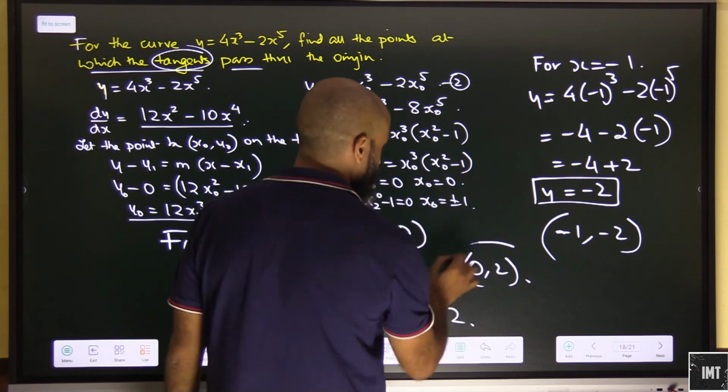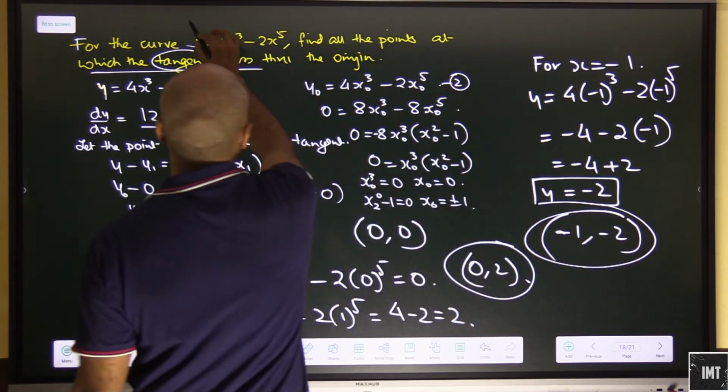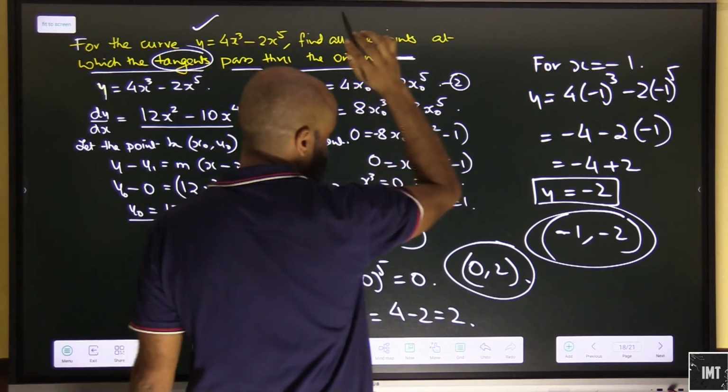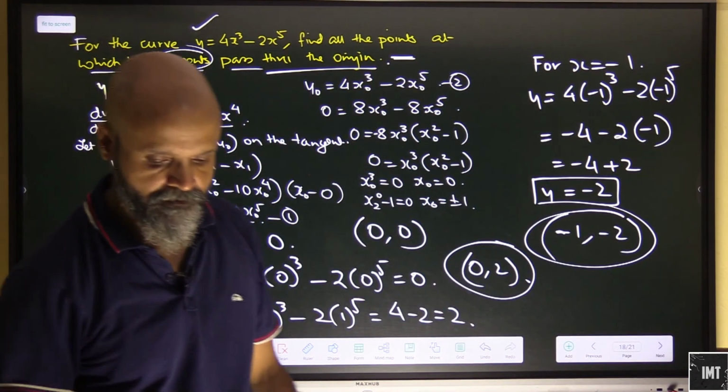So at these points, that is 1, 2 and minus 1, minus 2, for the curve, the tangent will pass through the origin. This is going to pass through the origin. Okay.